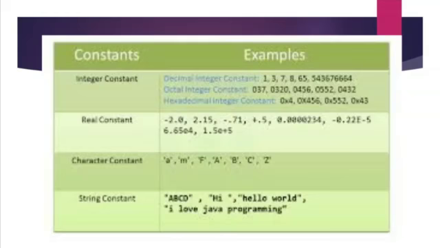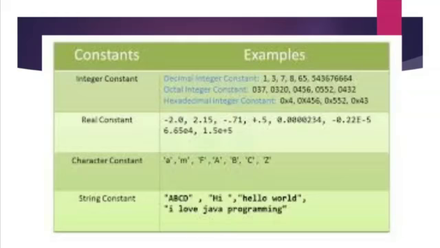Then we go for character constants. A character constant consists of a single character, digit or symbol, and must be enclosed within single quotes. That means in single quotes we can mention A, B, 5, plus, etc. These types of constants we know as character constants. Any character mentioned within single quotes.